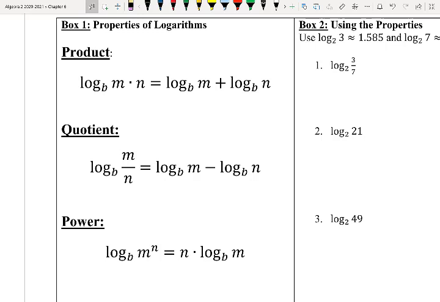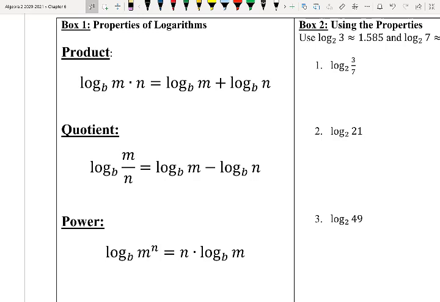Our quotient rule here, log base b of m divided by n, or m over n, is a fraction, which we know is division. I still follow the same expectation: I would take top minus bottom. So the numerator here is m, so log base b of m minus log base b of n. And then last but not least, our power rule tells us that if we have something being raised to an exponent power within that same log, I can just take that exponent and bring it out in front and multiply it. So I'm still doing multiplication when I have the power rule.